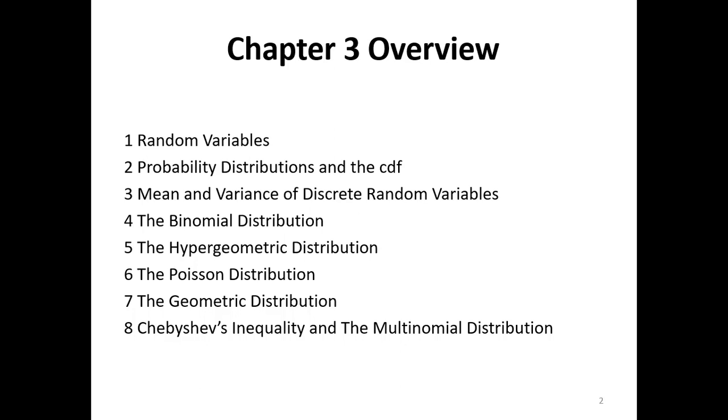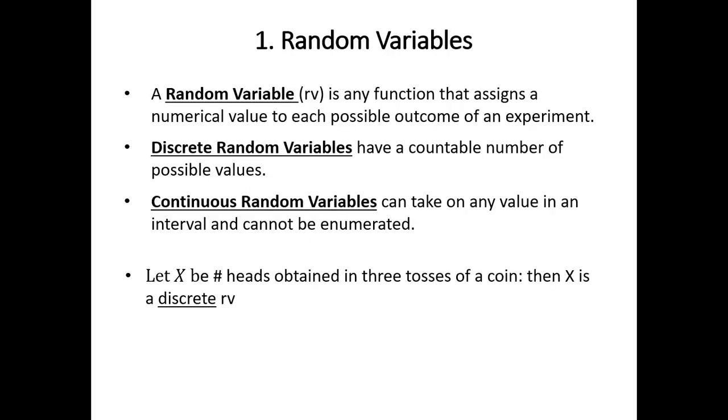So the overview is broken down like this. These roughly are aligned with the different sections in the textbook. You can see we have a list, a lot of topics, but some of them are very short. So we'll begin with random variables.